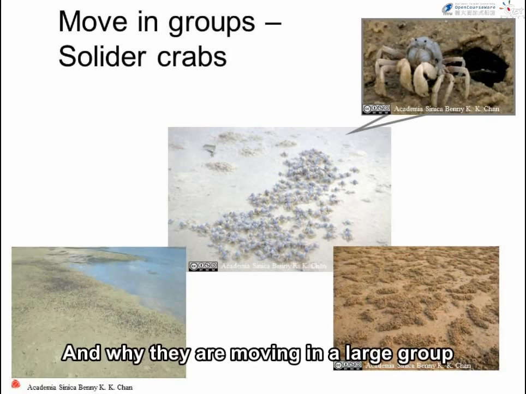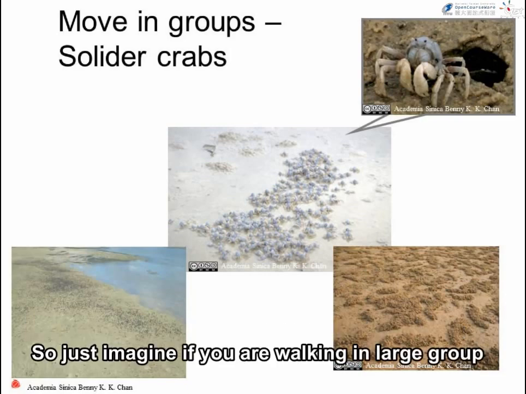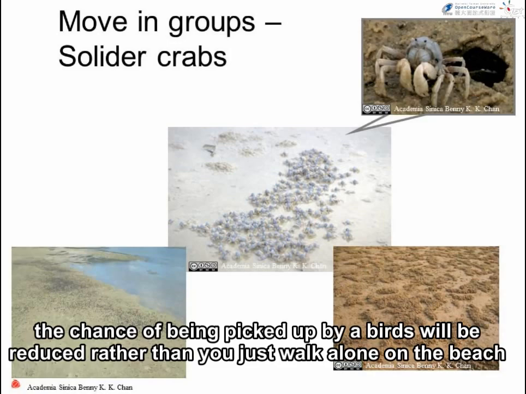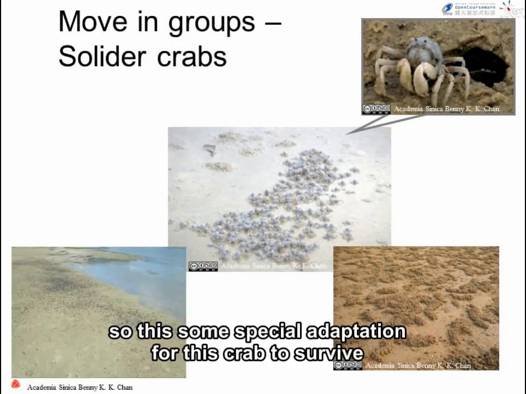And why do they need to move in a large group? Because this can reduce the chance of being caught by birds as predators. Just imagine if you are walking in a large group, the chance of being picked up by a bird will be reduced rather than you just walking alone on the beach. So there's some special adaptation for these crabs to survive.